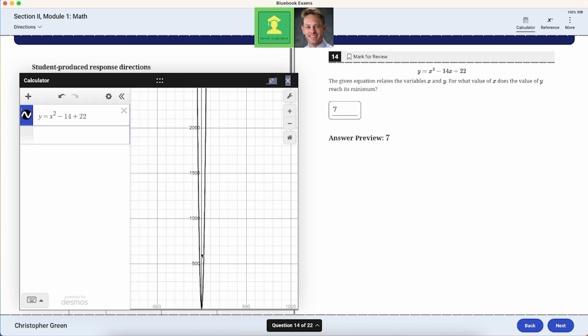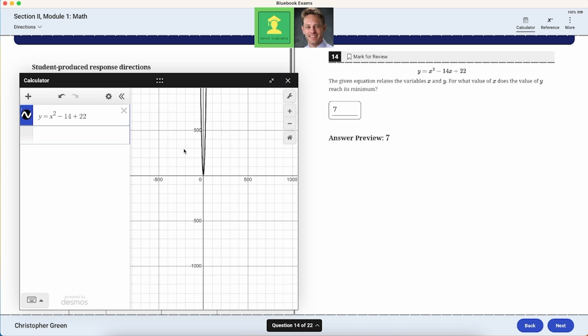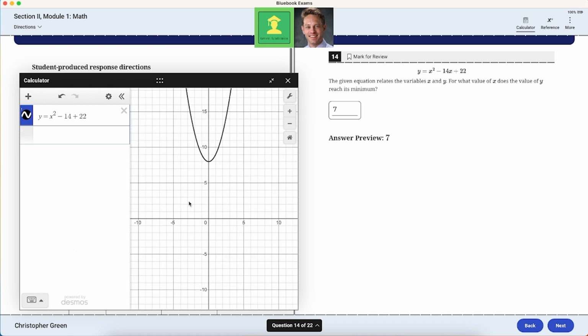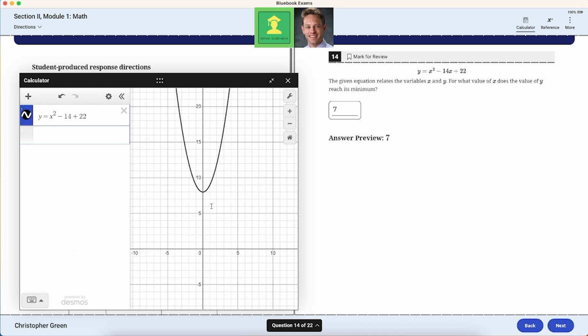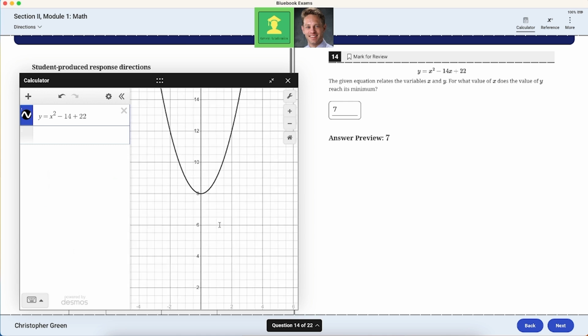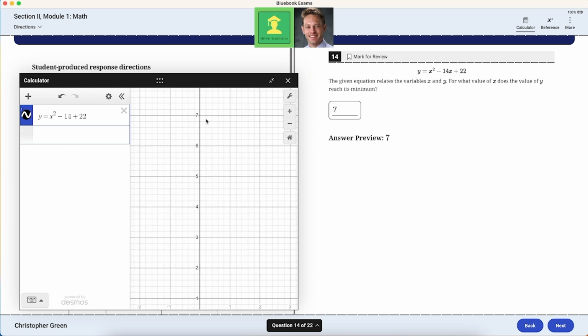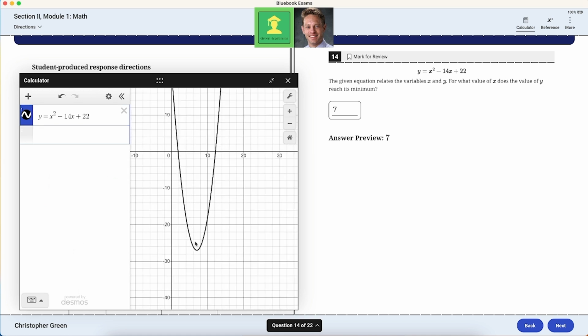And if we go all the way back to much more standard graphing here, you can see that... Oh, so sorry. I miscopied with the x. So sorry. Here we go. Has vertex at 7, yeah, 7 comma negative 27. So the answer is 7.